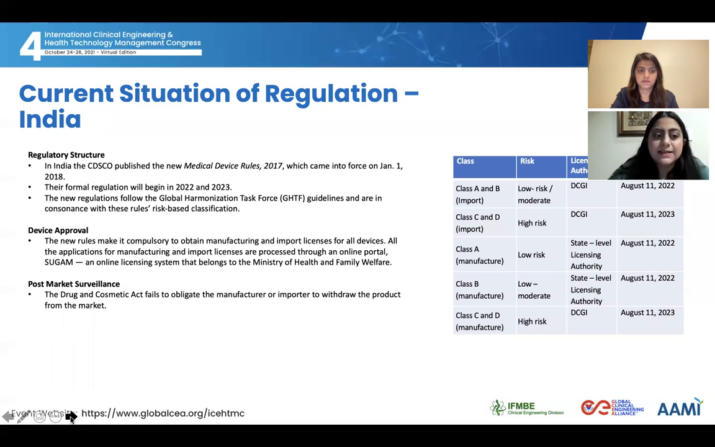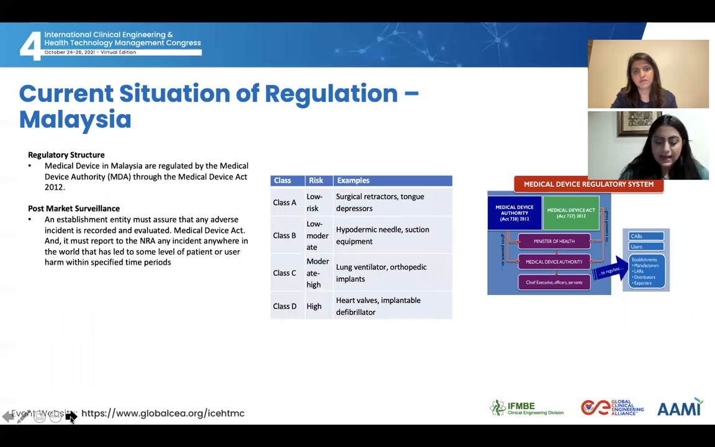For Malaysia, medical devices are regulated through the Medical Device Act 2012. The risk classes are A, B, C, and D, and as in the case with Pakistan, the regulation makes use of gaps. Post-market surveillance is done by the NRA and medical device authorities.